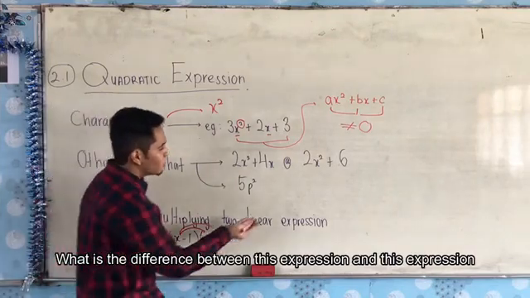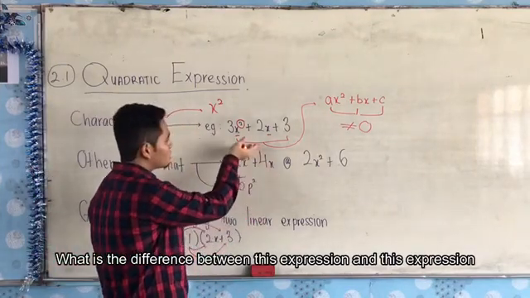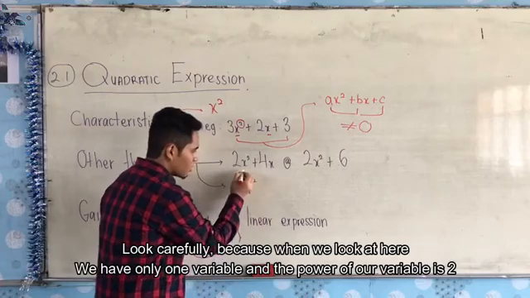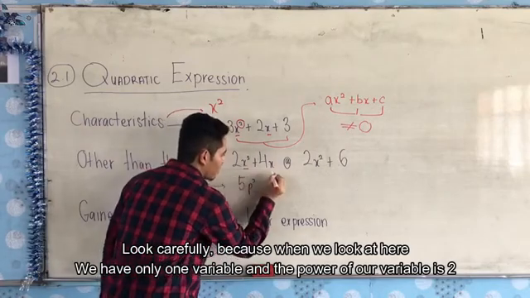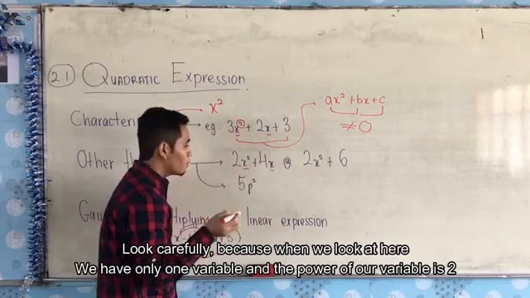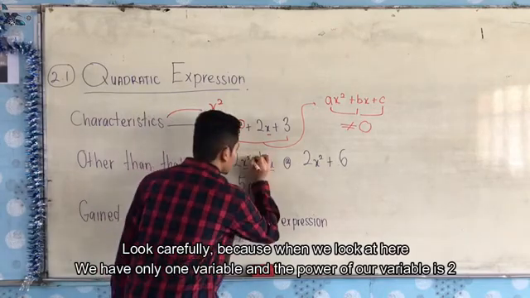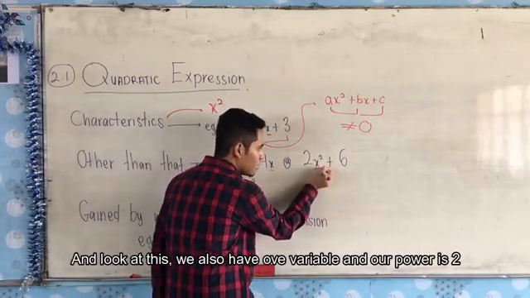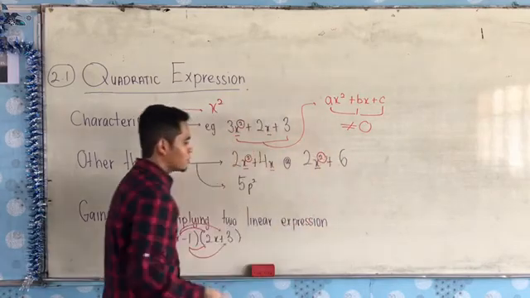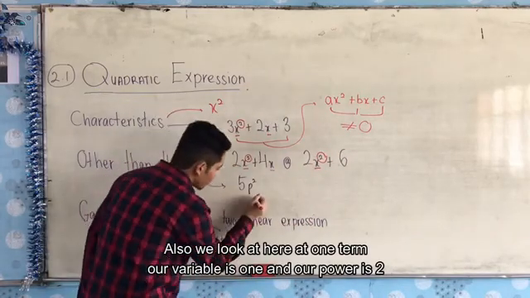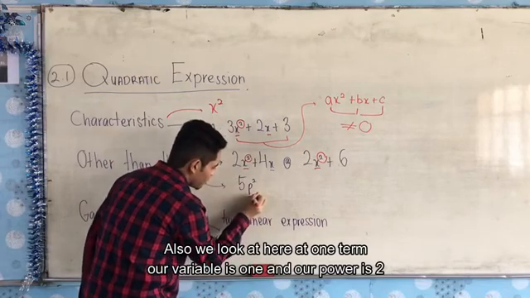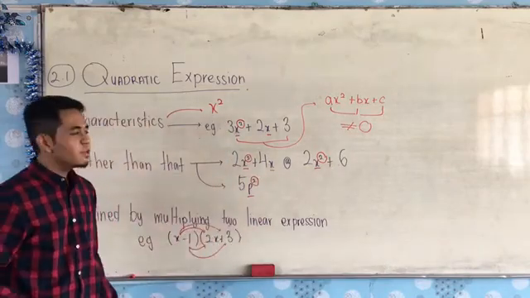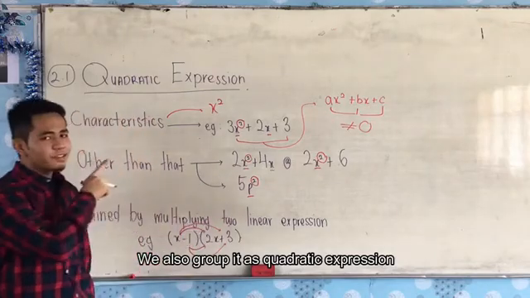What is the difference between this expression and this expression? Okay, look carefully, because when we look at here, we have only one variable, and the power of our variable is 2. And we look at this, we also have one variable, and our power is 2. Also, we look at here, at one term, our variable is 1, and our power is 2. So it is also grouped as a quadratic expression.